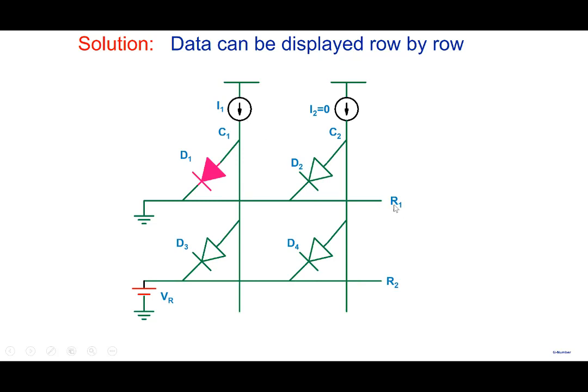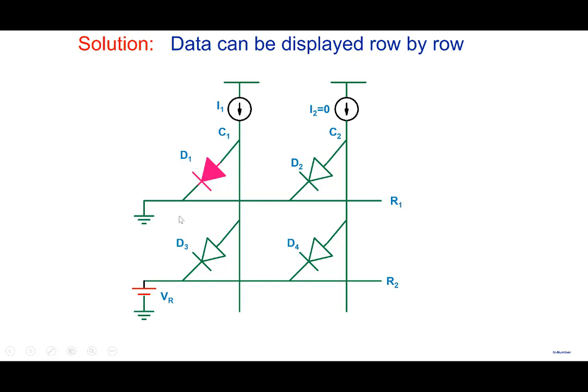We go row by row. So what we do is we select the first row. We go row 1, R1, R2, R3, R4, and so on. So we select row R1. When we select row R1, we will make it ground. And then whichever LED you want to be on, you pass a current. If you want this LED to be on, you pass a current.